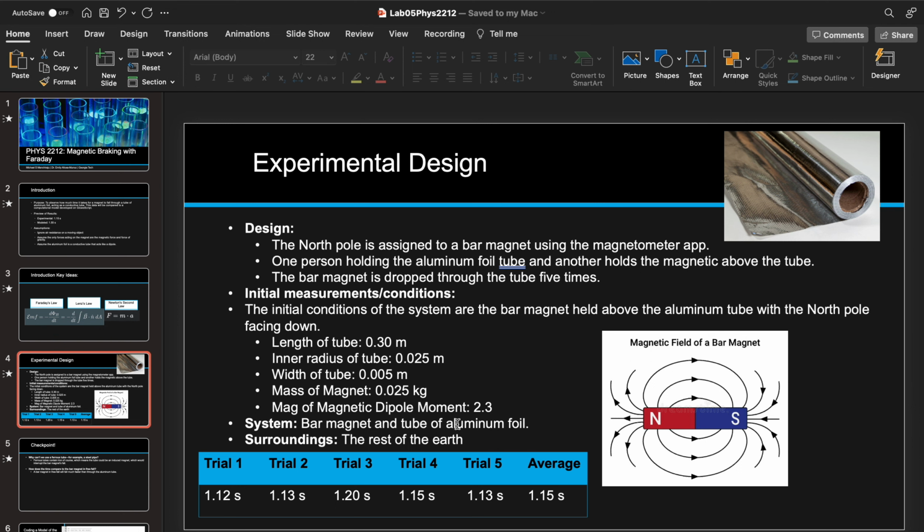Here is some initial conditions. The system is the bar magnet and tube of aluminum foil. The surroundings are the rest of the Earth.